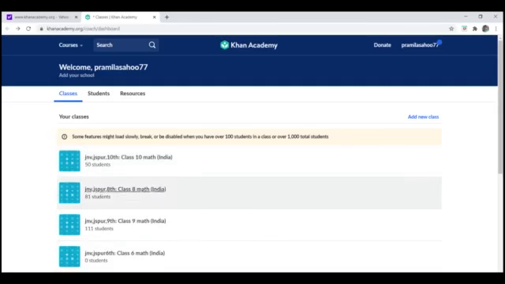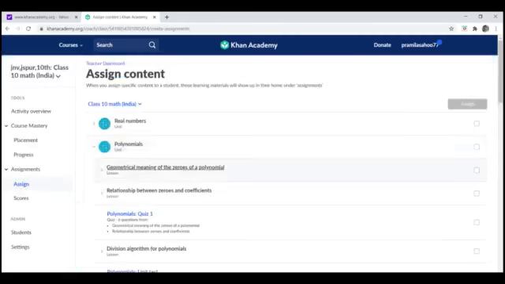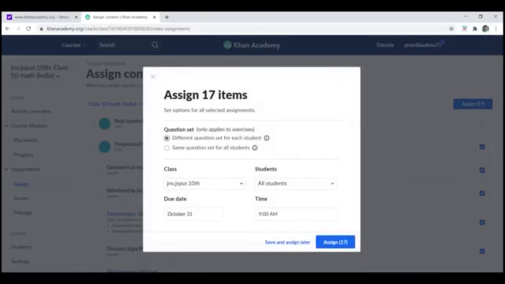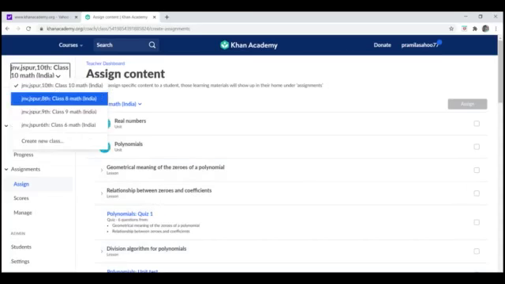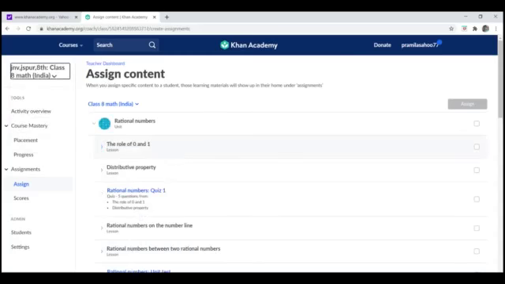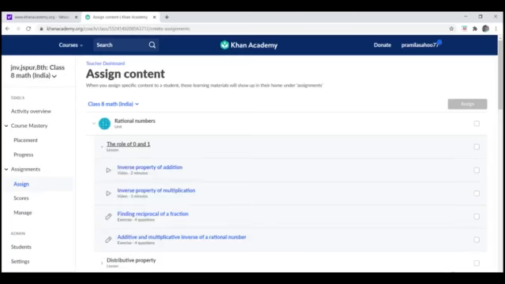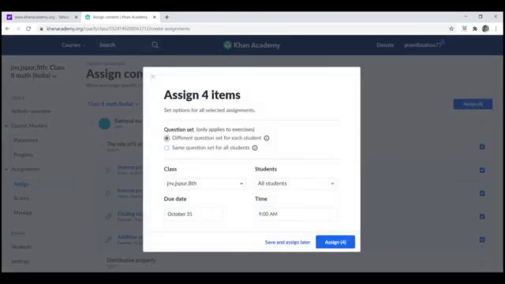So this is the way how I am giving assignments to each class. All the students are appearing for the assignments. So this is the assignment for class 10. This is the assignment for class 8.